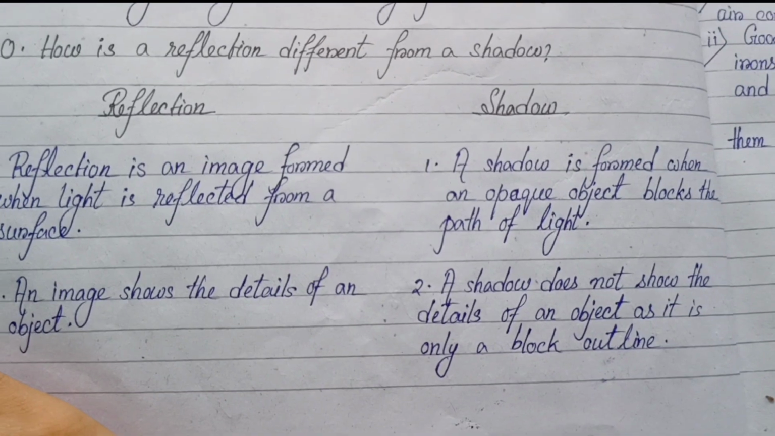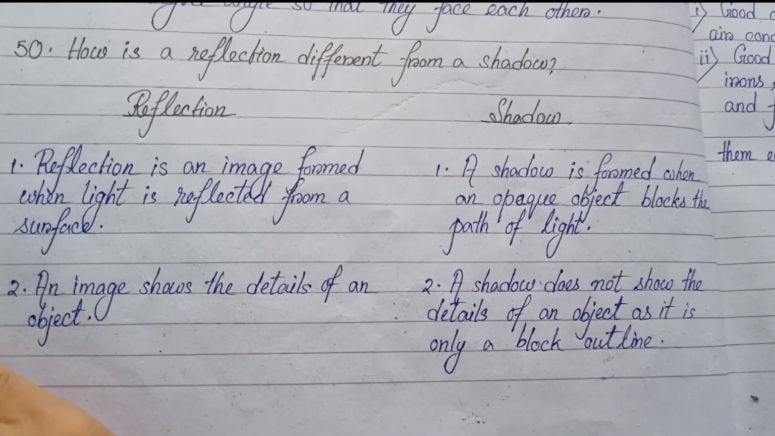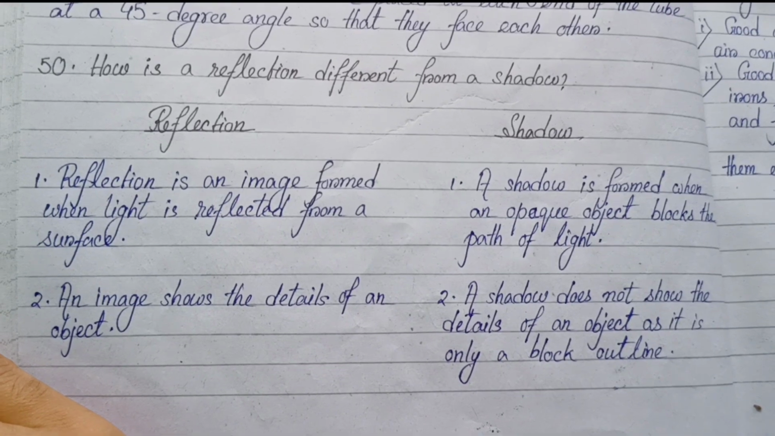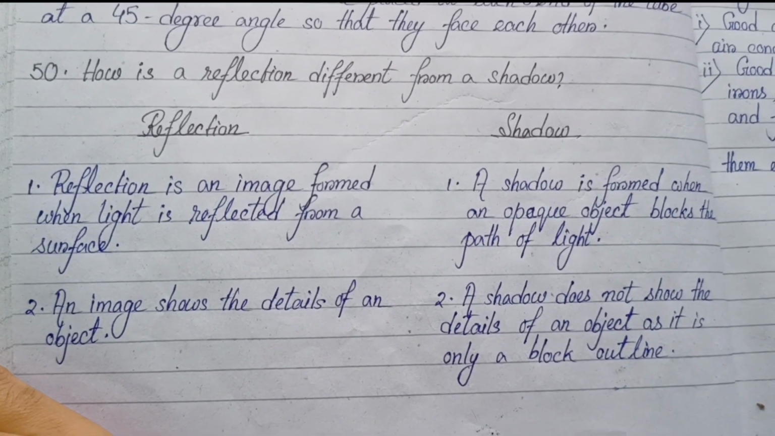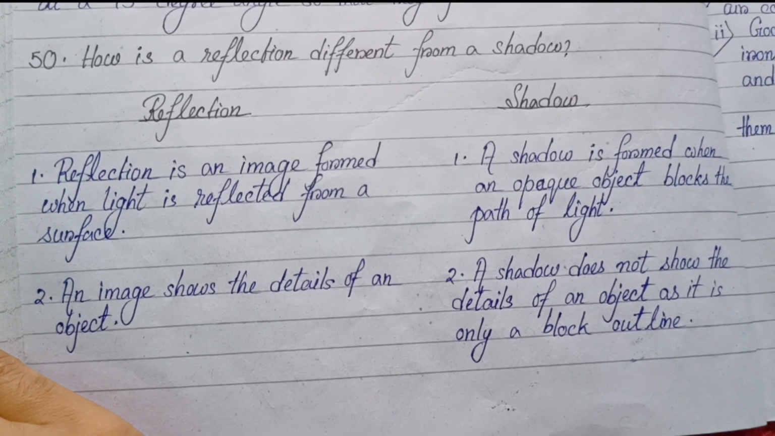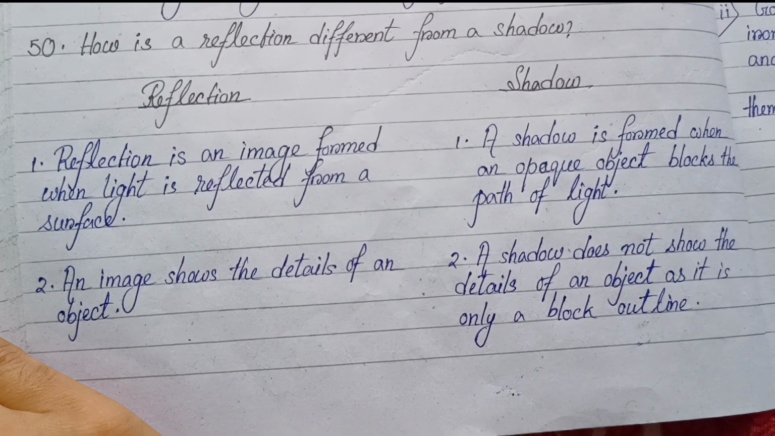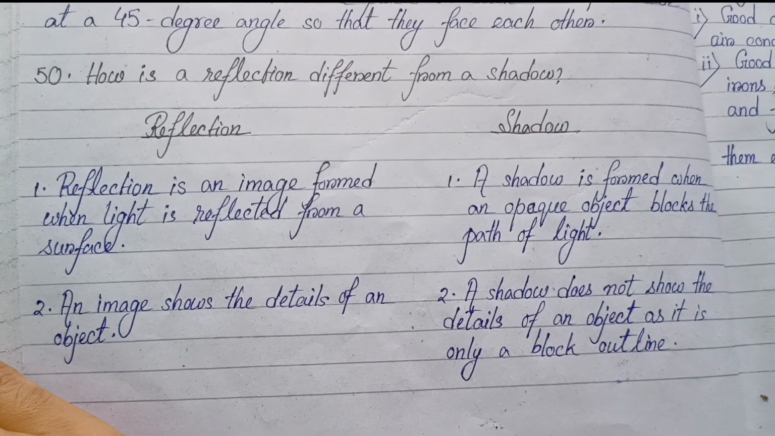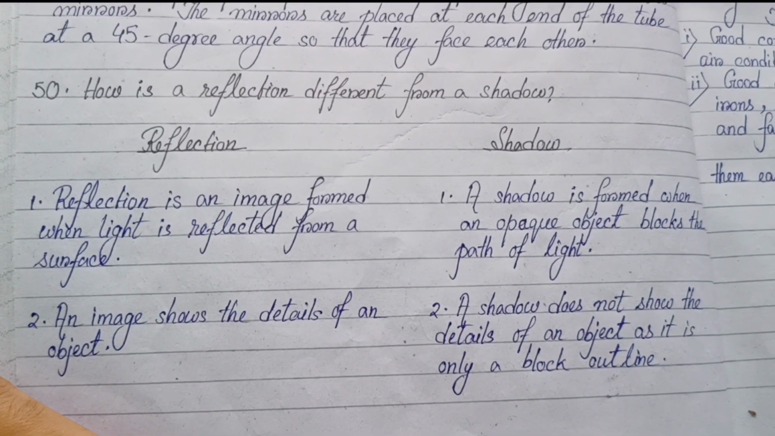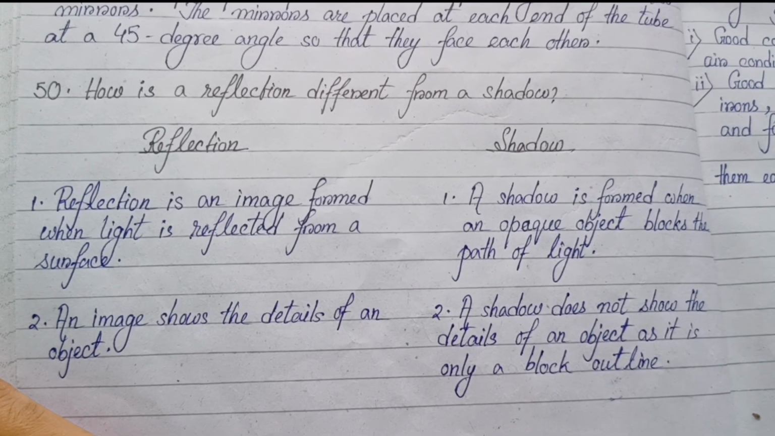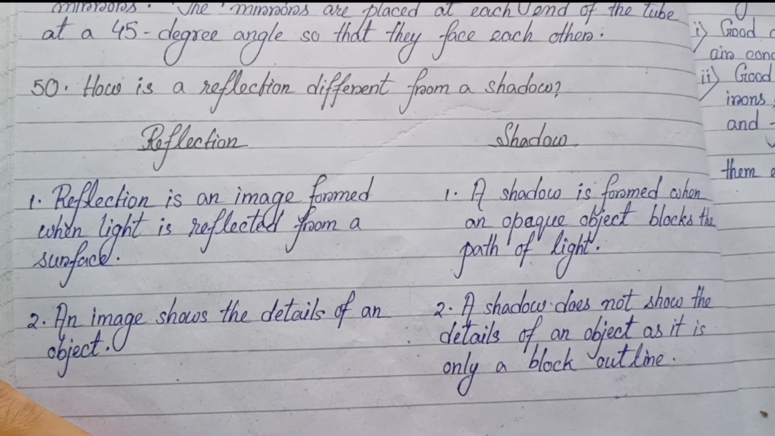Number 50. How is reflection different from a shadow? Number 1. Under reflection, reflection is an image formed when light is reflected from a surface. Number 1. Under shadow, a shadow is formed when an opaque object blocks the path of light. Number 2. Under reflection, an image shows the details of an object. Number 2. Under shadow, a shadow does not show the details of an object as it is only a block outline.